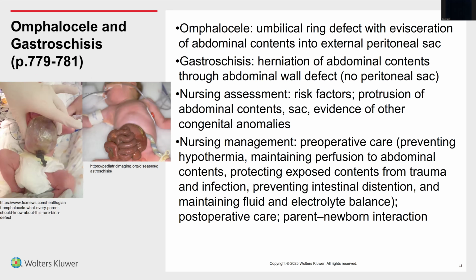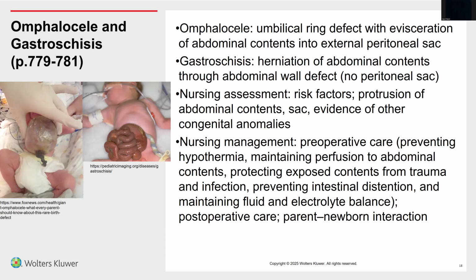Omphalocele and gastroschisis. Omphalocele is an umbilical ring defect with evisceration of the abdominal contents in the external peritoneal sac. So those contents will spill into the umbilical cord. That's the far left picture. That's an omphalocele. Gastroschisis is the herniation of abdominal contents, so the abdominal wall defect. There's no peritoneal sac there. So that is the picture on the right on this slide.